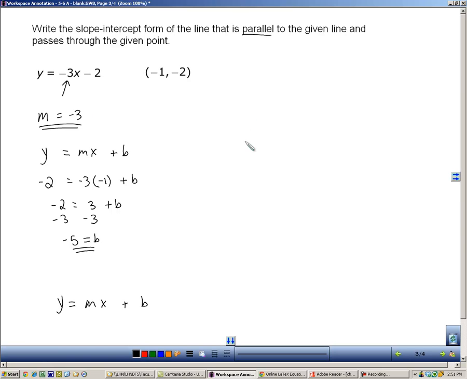My m is negative 3. I can now write my slope-intercept form of my equation. Now just to check, we know that my equation has to be parallel to this one. They both have the same slope of negative 3, so they are parallel.